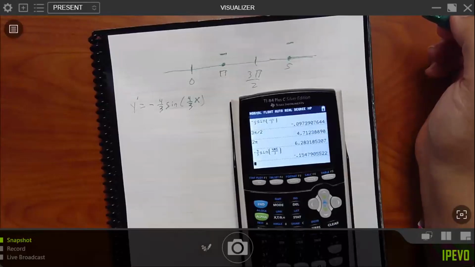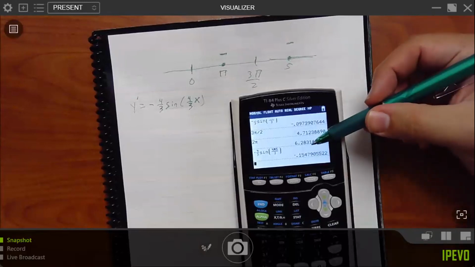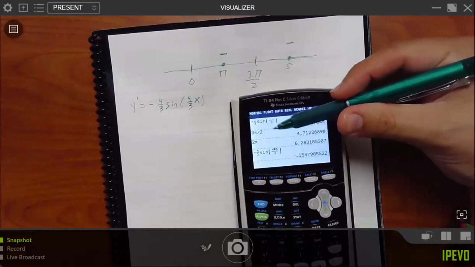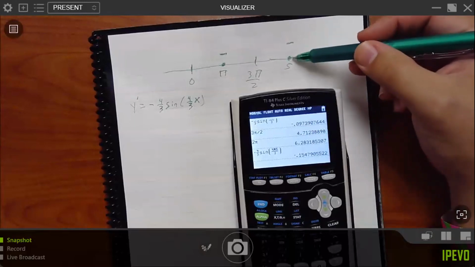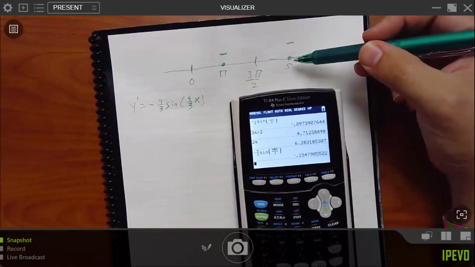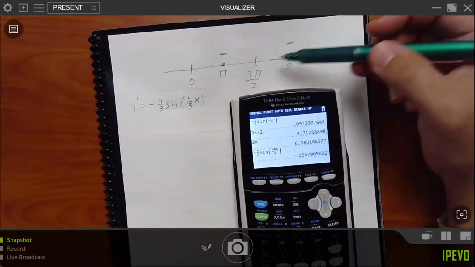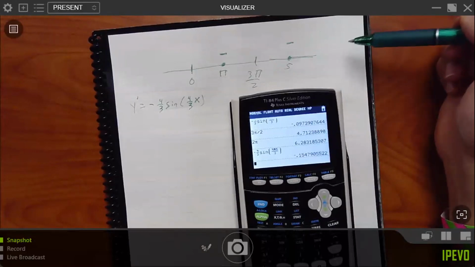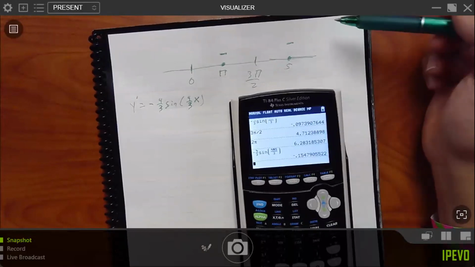Wait, how does 5 still fall in between 2 pi? This 2 pi is 6.28. Oh, okay. And 3 pi over 2 is 4.7. So it's technically over here somewhere. Right. You can choose any number between 3 pi over 2 and 2 pi. There's an infinite number to choose from, and I chose that guy.